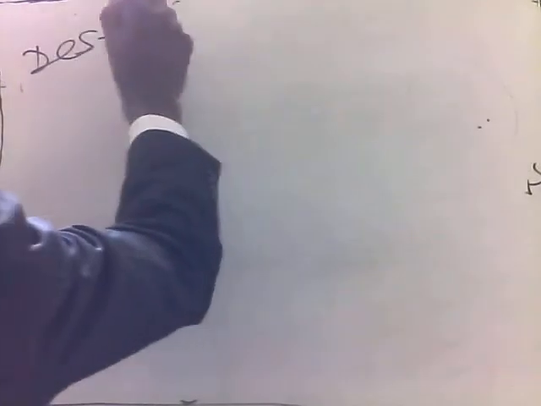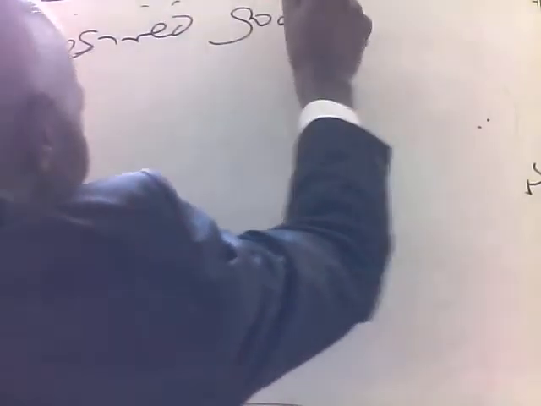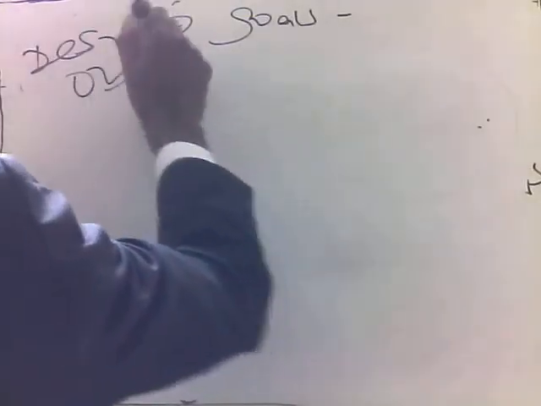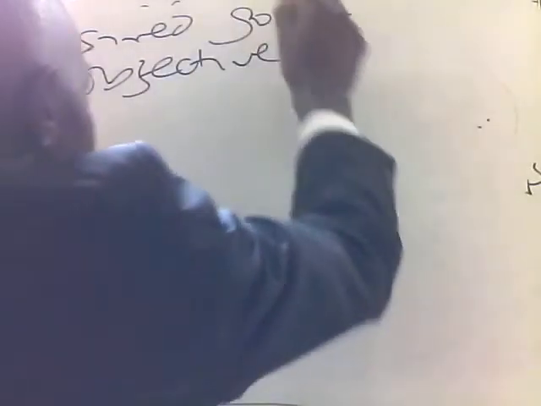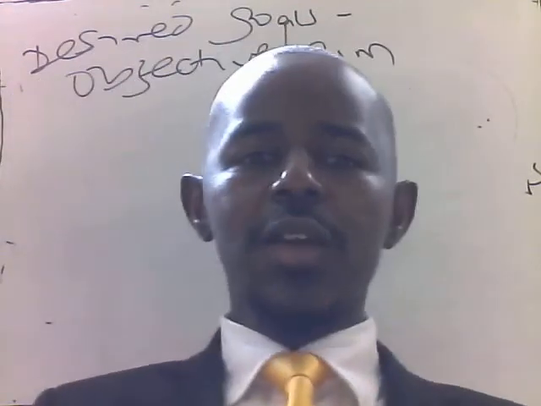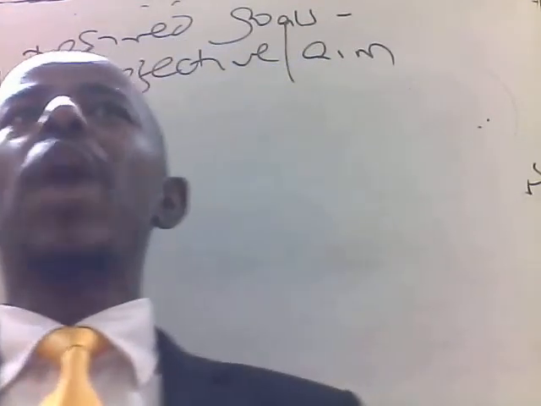Now, another keyword in that definition is what we call desired goals. In any management, there must be an objective. There must be an aim. You are aiming at achieving a certain objective. You are aiming at achieving a certain goal. There is somewhere where you are aiming at.